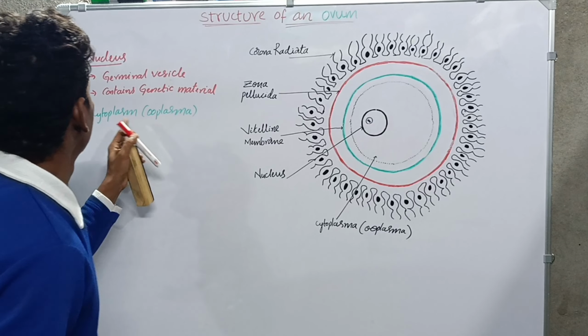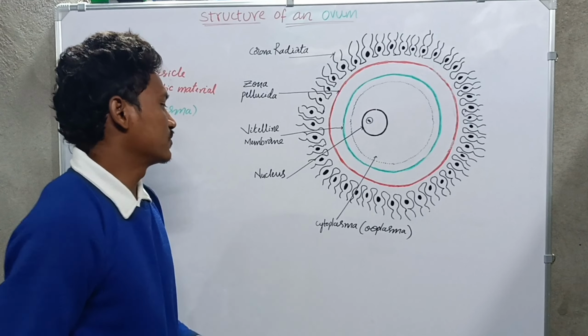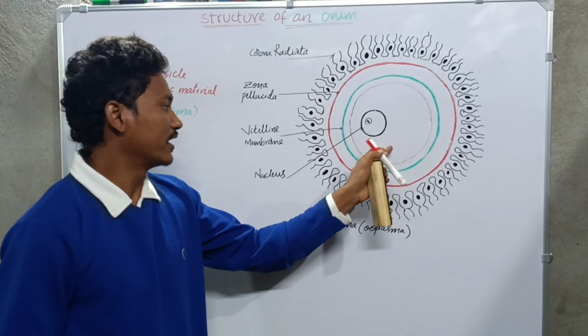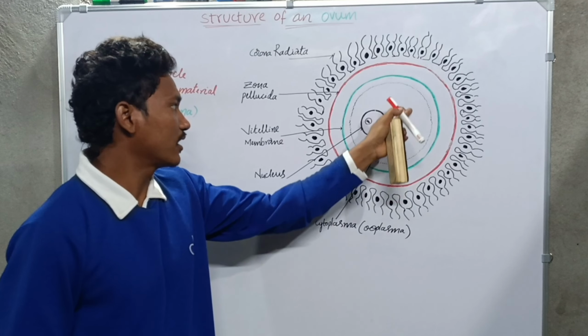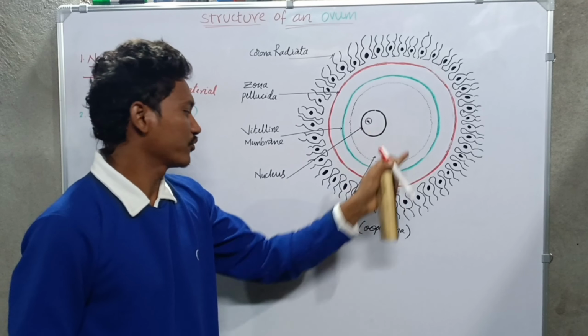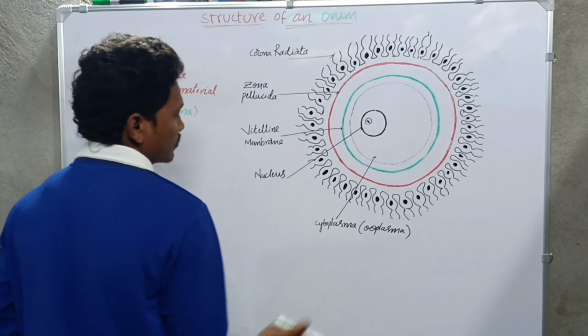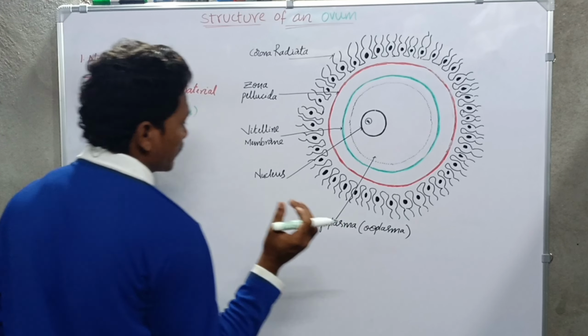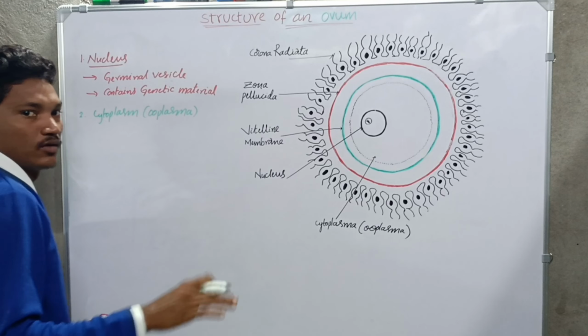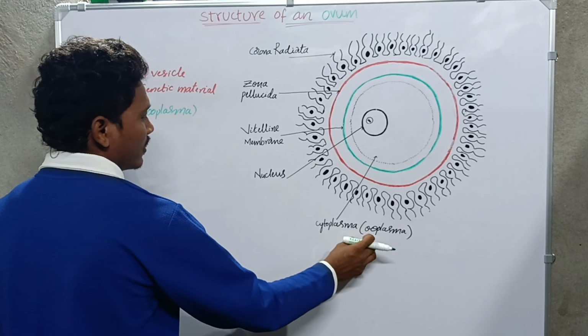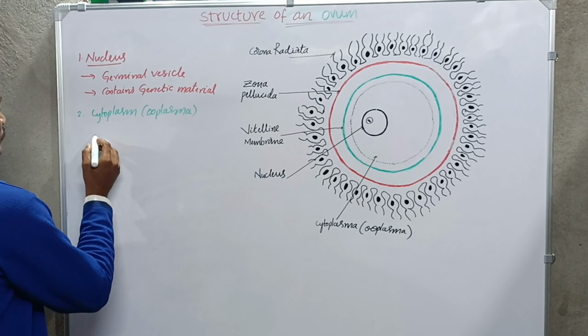Okay, cytoplasm or ooplasm we have already discussed. So ooplasm, what is its function? It contains organelles also. And what is the function? It supplies the nutrients to what? Growing embryo. Okay. It supplies the nutrients to the growing embryo.